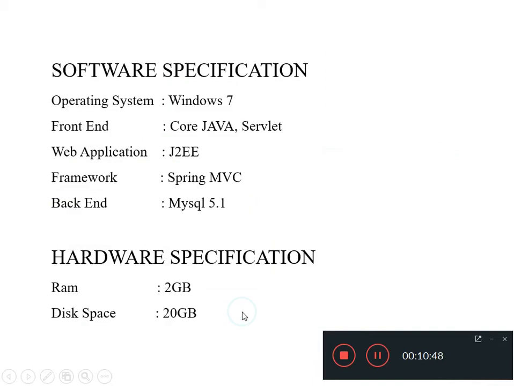Okay, then these are my software specifications. Operating system: Windows 7 and other newer, upgraded versions. Front end: core Java and servlet. Web application: Java Enterprise Edition. Framework: Spring MVC. Backend: MySQL 5.1. Hardware specification: minimum 2 GB RAM and 20 GB disk space.